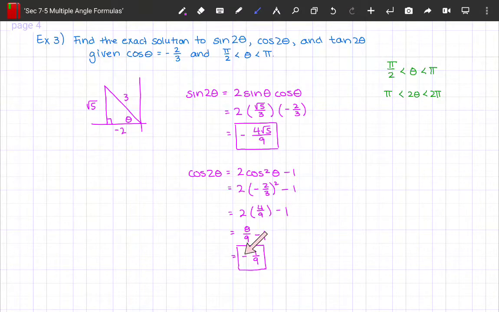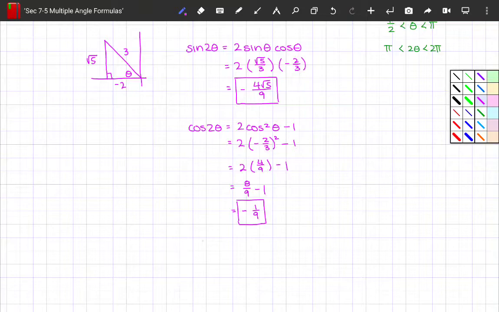But if cosine of 2 theta is going to give us a negative answer, we've got to be here in quadrant 3. If you were to actually draw this triangle with these exact lengths and find this measure of theta and then double it, you're going to find that that angle measures in quadrant 3. Hey, look at that.